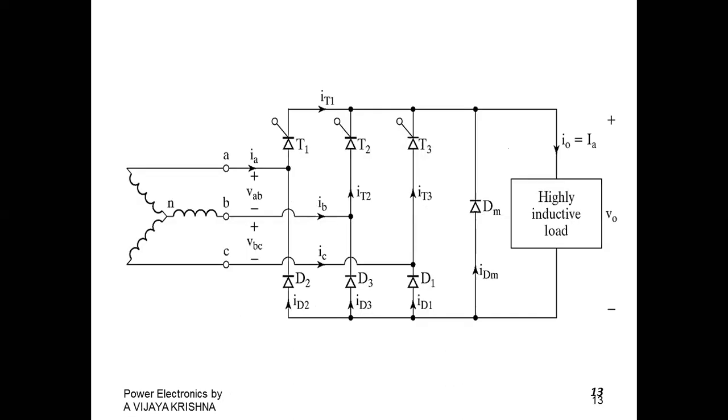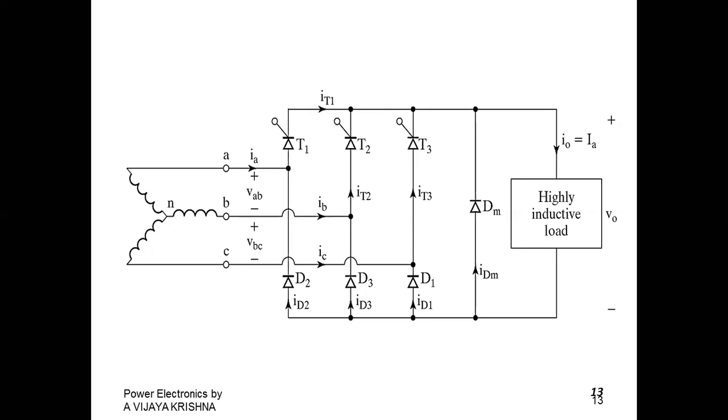If you observe, this is the semi converter. Here, a freewheeling diode D suffix M is also placed. A freewheeling diode. And also it is a highly inductive load.